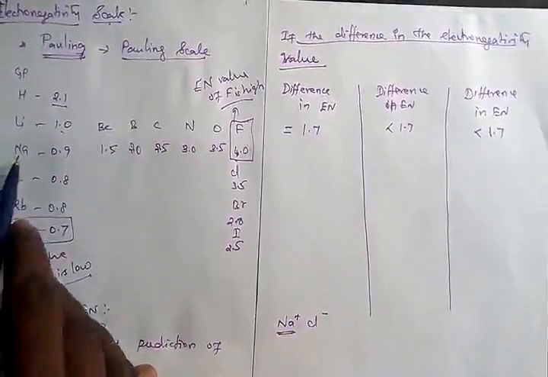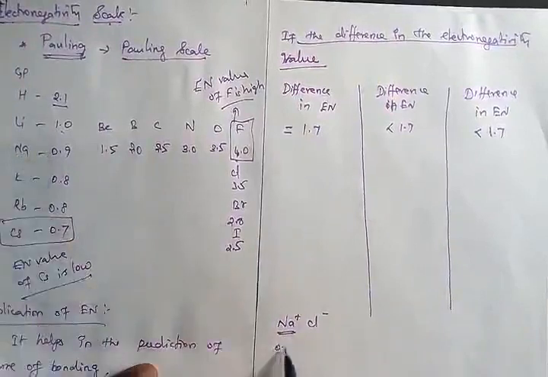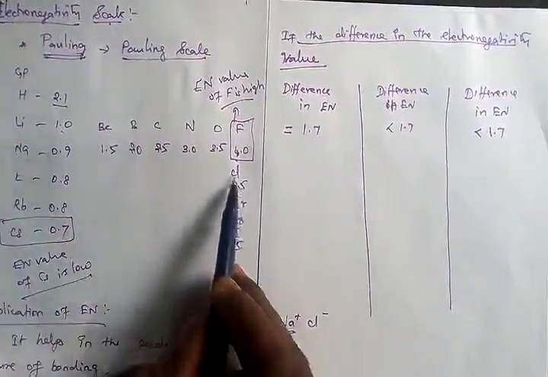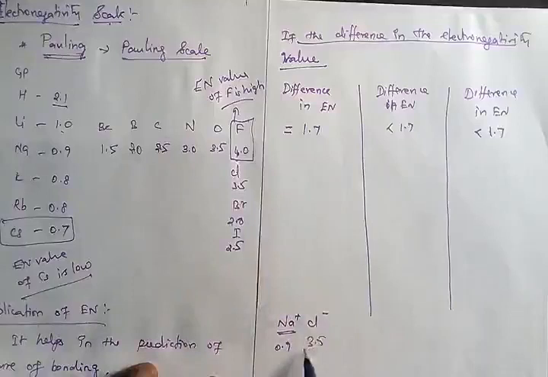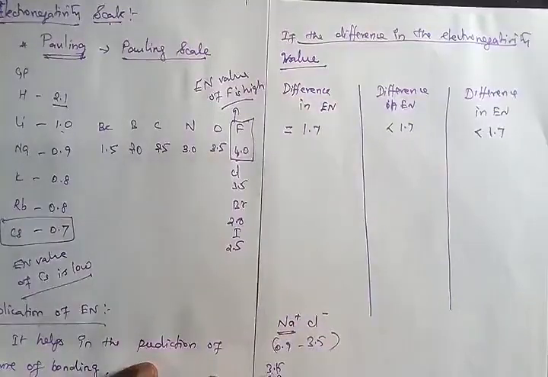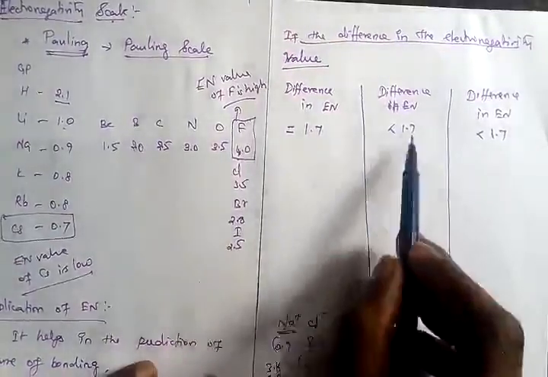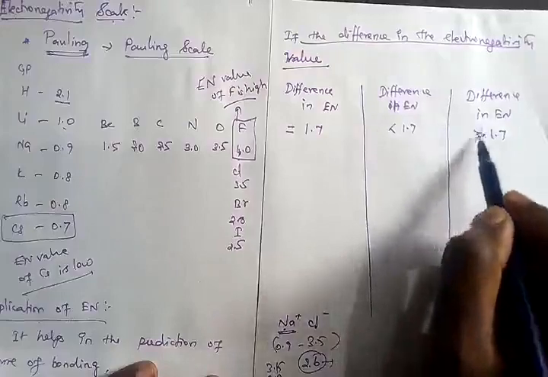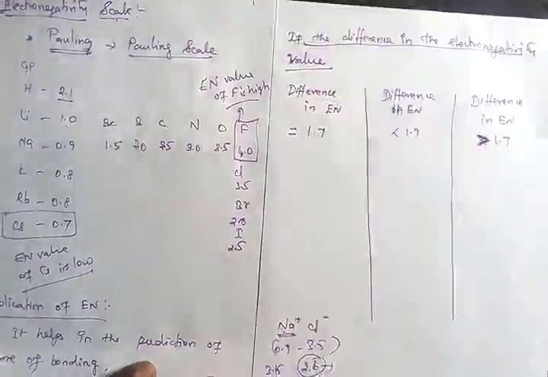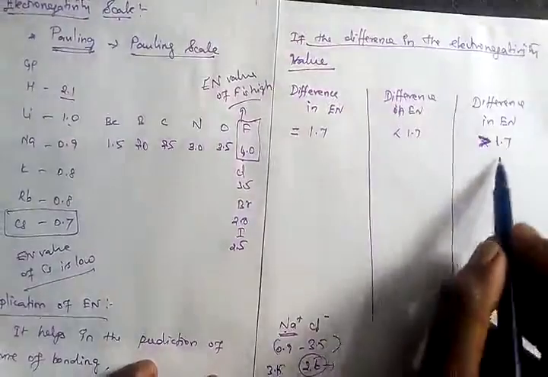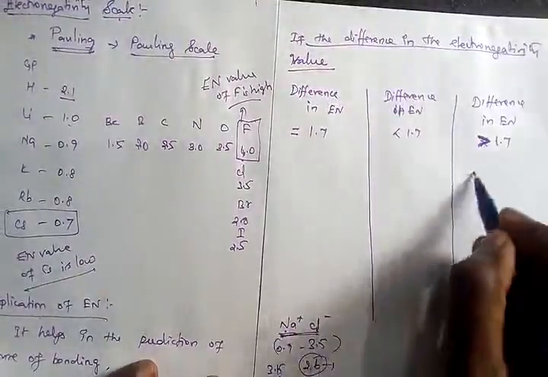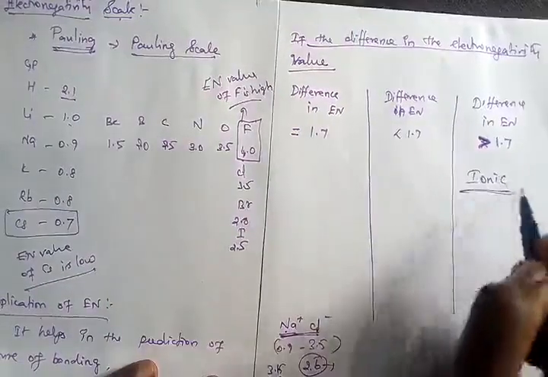Look at this Pauling scale, 0.9, whereas chlorine is 3.5. What is the difference between these two? 3.5 minus 0.9 is 2.6. So 2.6 is the difference between sodium and chlorine. If the difference is greater than 1.7, the bond is ionic. Very simple idea, you could see.